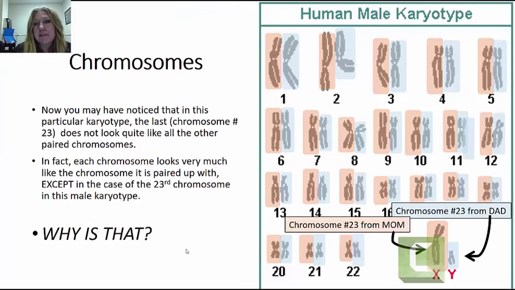And these are kind of neat because not only does it give us a nice visualization, but we can also diagnose chromosomal abnormalities here as well. Now, you might have noticed something else that's kind of interesting. Chromosome number 23 looks a little bit different than everything else in this particular karyotype. Let's talk a little bit about why.